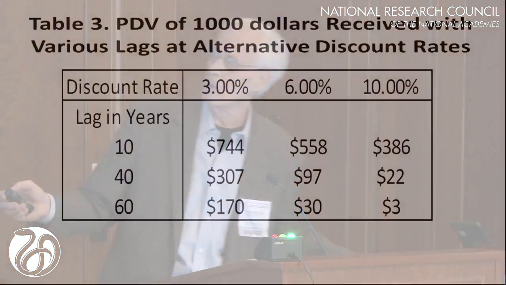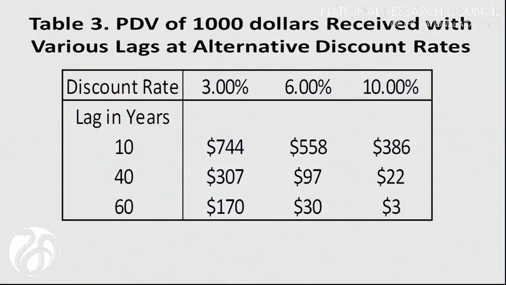Here in this table are, for 3%, 6%, and 10% discount rates, what $1,000 is worth in the present if you receive it 10, 40, 60 years in the future. So at a 6% discount rate, the intermediate one, receiving $1,000 in 40 years is worth receiving $97 now. There's a big difference in having to wait 40 years to generate returns on the investment.